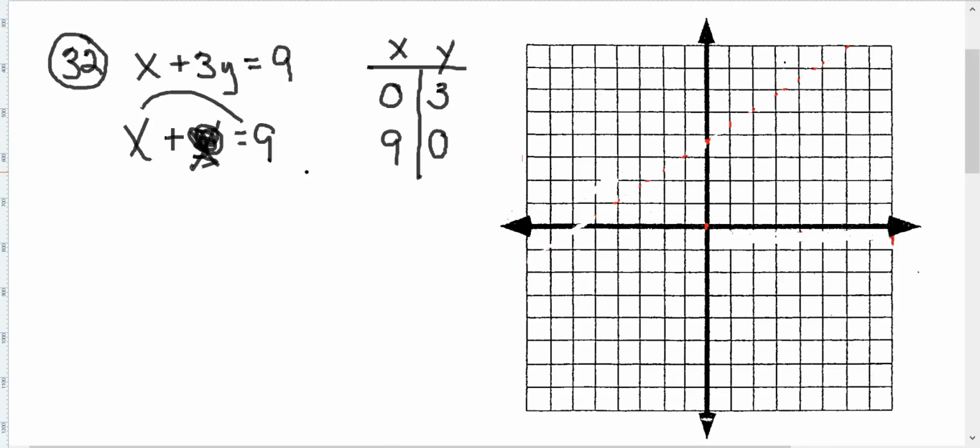There's my 2 points. 0, 3, 1, 2, 3. 9, 0. Do I have room? 1, 2, 3, 4, 5, 6, 7, 8, and 9. We'll make this 9 here. Get my straight edge. And that's the look of that graph.